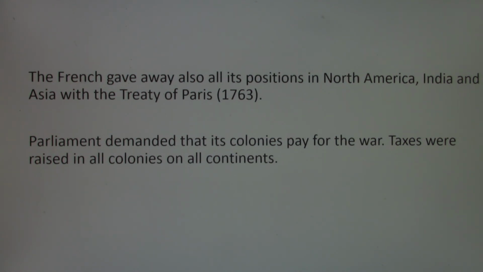Because of the amount of money the English had to spend to win the 7 Years' War, they believe that taxes must be raised in all of the colonies in all of the continents. And this desire for taxes is going to be a flashpoint here in North America and eventually cause the American Revolution. This would be a good place for us to stop for today.